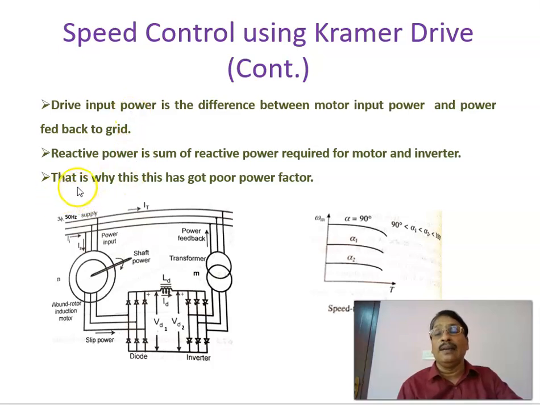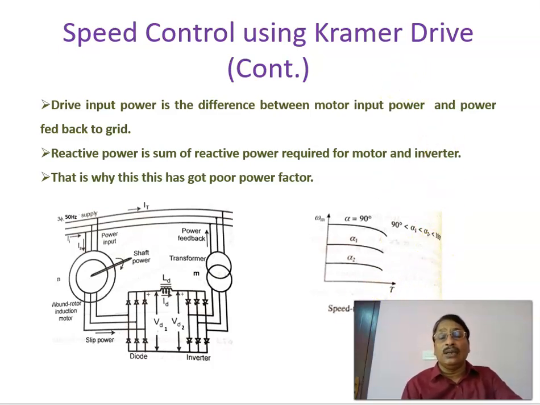That is why the power factor is getting reduced. That is why in Kramer mode of speed control, it has a poor power factor. The power factor is less. That is in the case of Kramer drive.